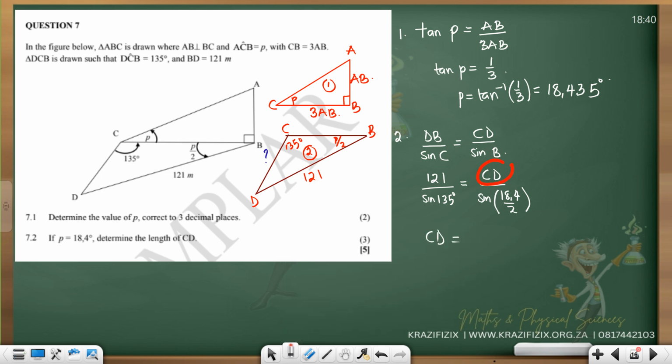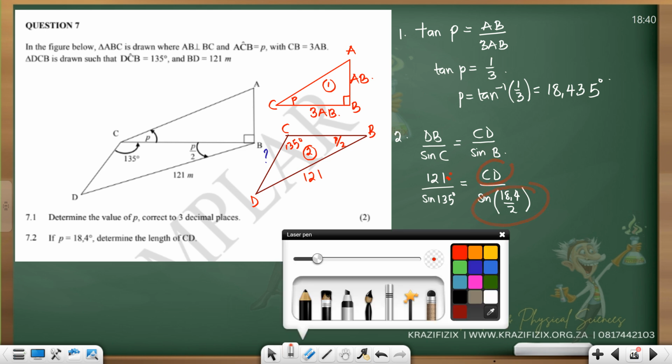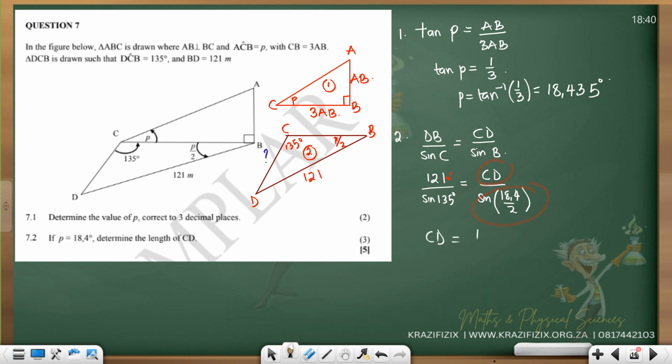We just, look, the whole idea, I want us to do math very simply. You are looking for CD. Just move this whole thing here, because that's what you should be getting rid of. So what should I have? 121 multiplied by what? Sine 184, and everything divided by sine 135.